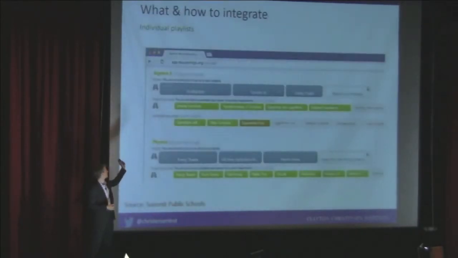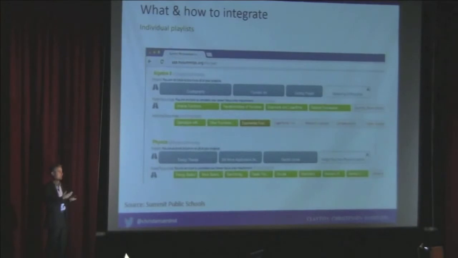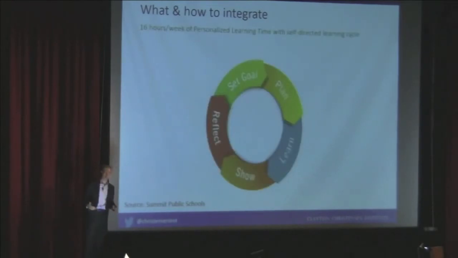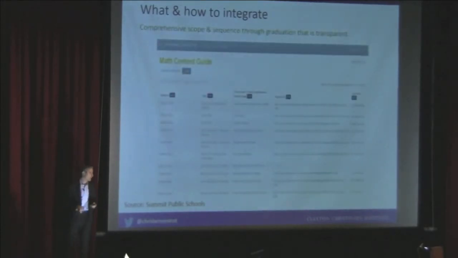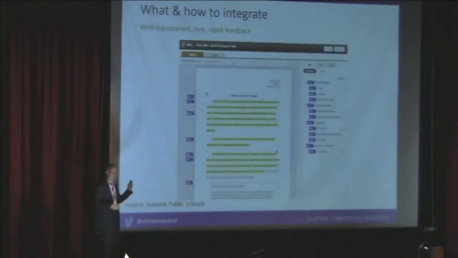And to build that, first, they designed individualized playlists for every single student, so every single student had different ways to master content, and each would have their unique pathway and pace through the learning material. They created 16 hours a week of what they call personalized learning time, where students are setting goals, planning how they're realizing them, learning, showing evidence of that, and then reflecting to create a virtuous cycle. They created a comprehensive scope and sequence all the way through graduation against these competencies, so that students coming in would know upfront, what do I have to achieve to graduate? And then they created rich, transparent feedback with the assignments to be constantly getting feedback and improving what they were doing.